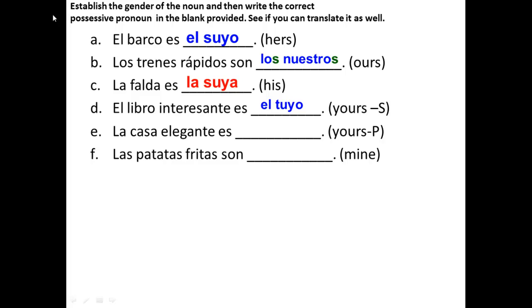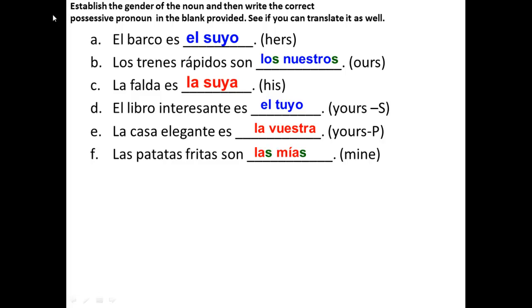E. La casa elegante es la vuestra. Notice how I've used la vuestra. Although it is yours, as in plural, so there's a group of people who are owning it, we use la vuestra because there is only one house being spoken about. F. Las patatas fritas son las mías. The chips are mine. Now, again, although I am only one person, the chips, las patatas fritas, are feminine plural, so the possessive pronoun must agree with the noun that they're replacing.